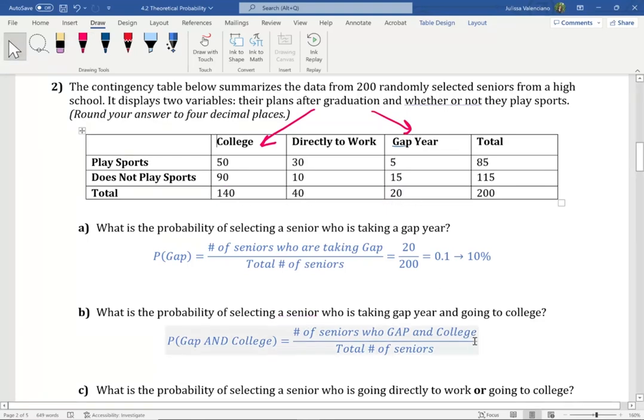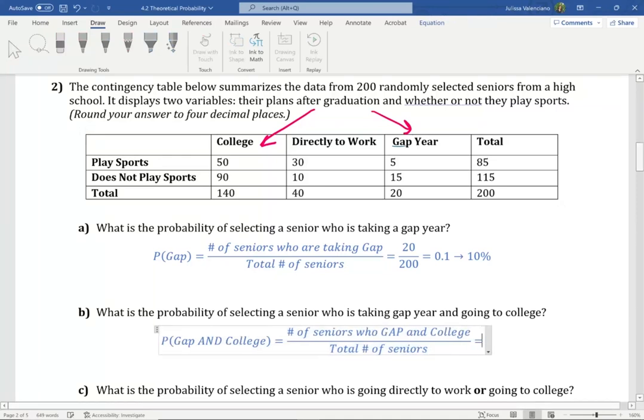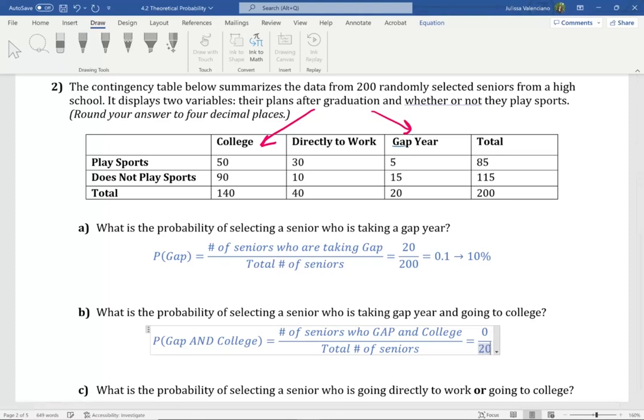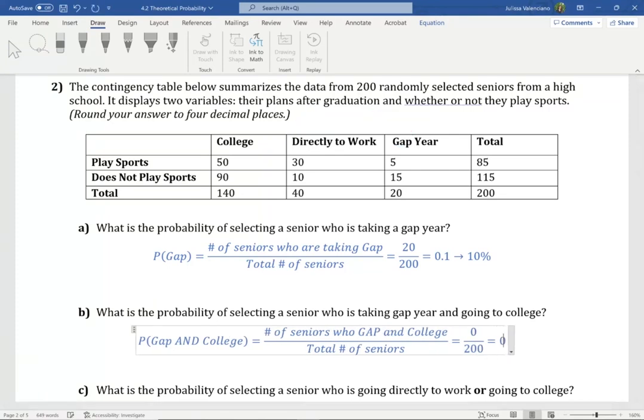The answer to this question is no, we don't have anyone under both categories, right? We don't have a senior under both categories, under the gap year category and the college category. So here, how many seniors do we have who are taking a gap year and going to college? The answer here is 0. And here we're dividing by 200. This is equal to 0, which is equivalent to 0%.